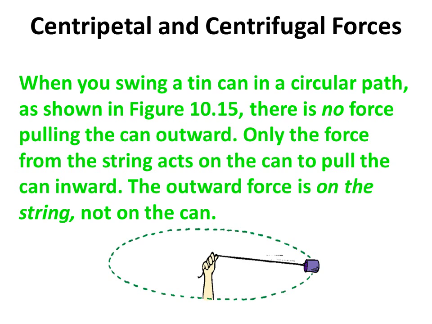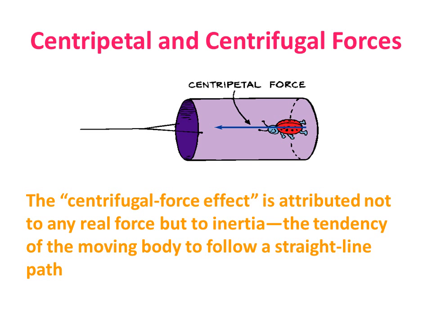Centripetal and centrifugal forces. When you swing a tin can in a circular path, as shown in figure 10.15, there is no force pulling the can outward. Only the force from the string acts on the can to pull the can inward. The outward force is on the string, not on the can. The centrifugal force effect is attributed not to any real force but to inertia, the tendency of the moving body to follow a straight line path.